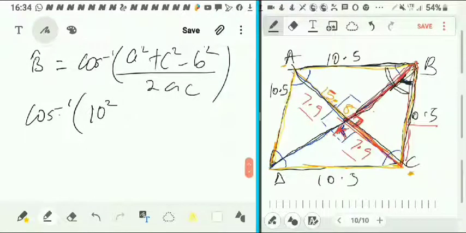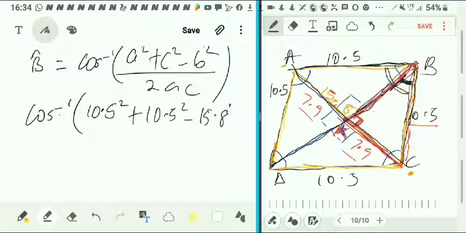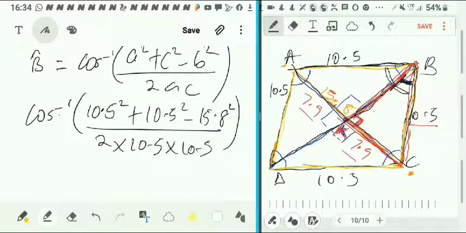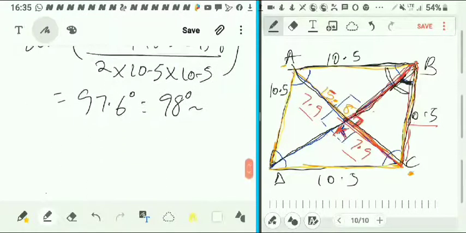So cos inverse of 10.5 square plus 10.5 square minus 15.8 square, everything divided by 2 times 10.5 times 10.5. So the answer was 97.6 degree, which is 98 degree to the nearest degree. Okay? 98 degree to nearest degree.